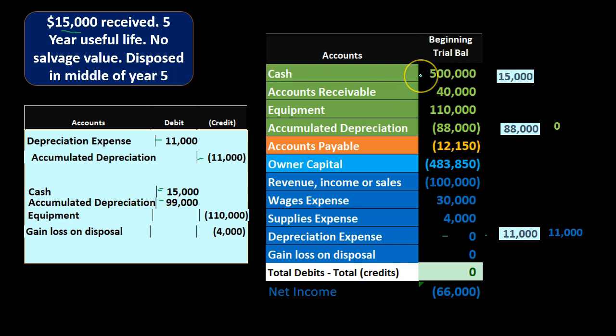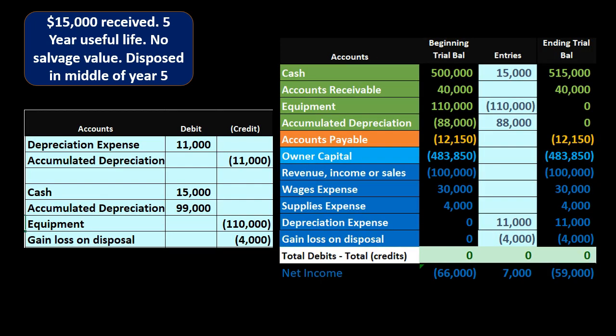And then the cash is going to be here. There's the 500,000, and we're going to debit it by 15, bring it up to 515. Credit to equipment. So here's the equipment account, 110,000. We will credit it by 110, bringing the balance to 0. And then we have the gain or loss. So here's the gain or loss, 0. It's going to go up by the 4,000 to 4,000.